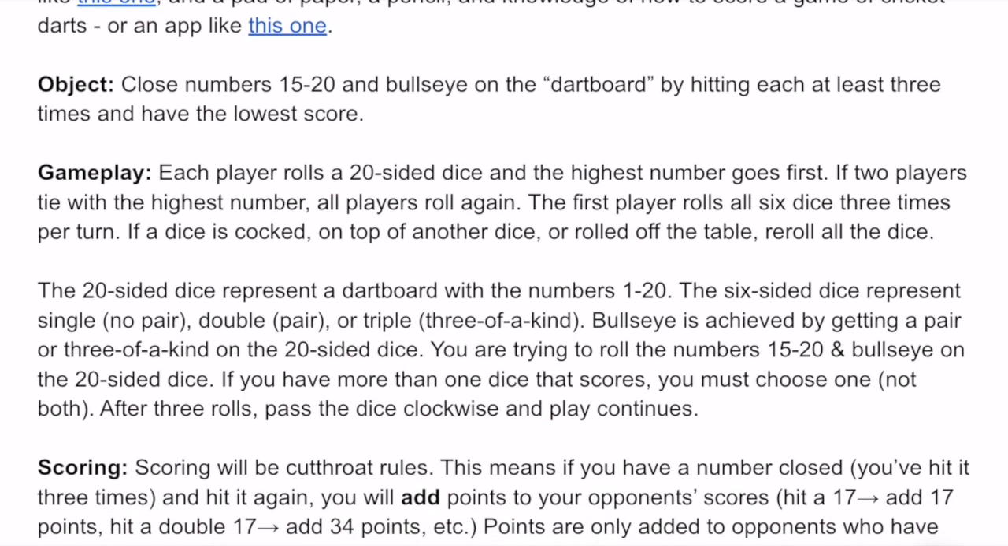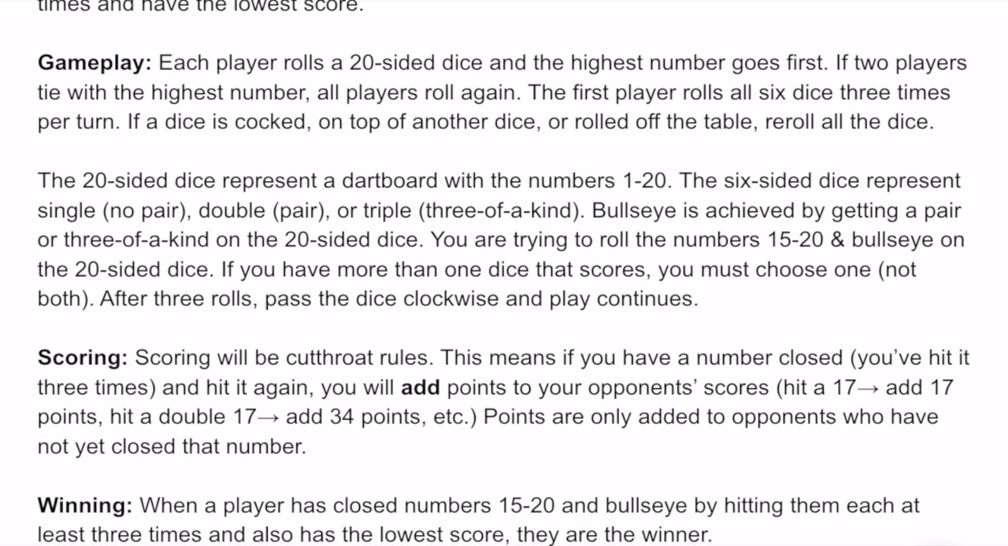So you want to close numbers 15 through 20 and bullseye on our pretend dartboard by hitting each at least 3 times and having the lowest score. Each player rolls a 20-sided dice, and the highest number goes first. If 2 players tie with the highest number, all players roll again. First player is going to roll all 6 dice 3 times and then pass the dice. If a dice is cocked on top of another dice or rolled off the table, just re-roll all the dice.